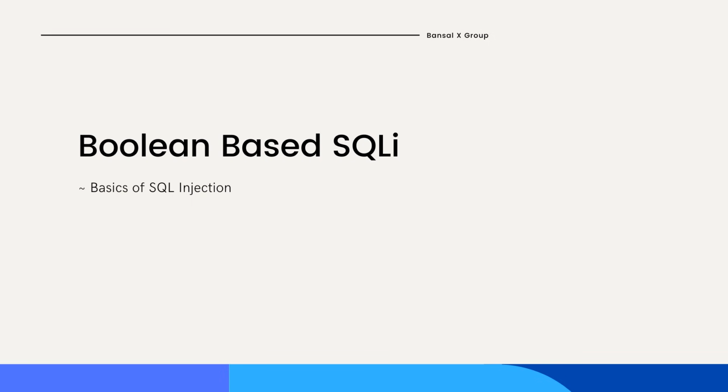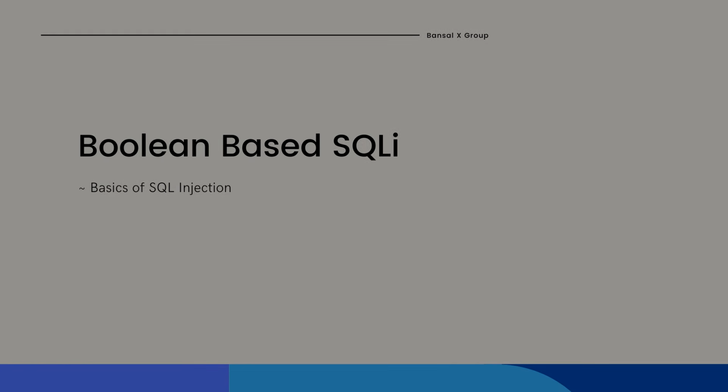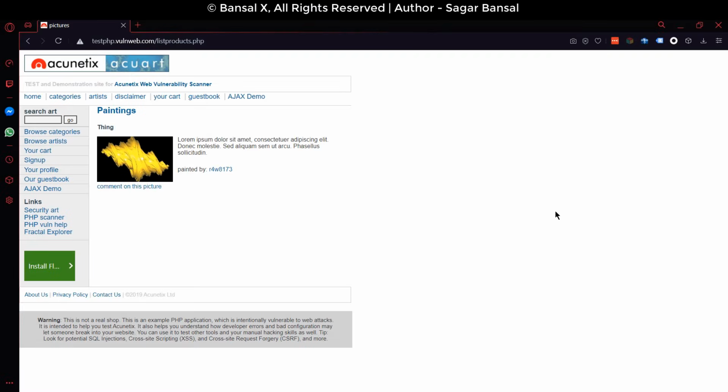Boolean-based SQL injection. Well, a Boolean is a situation of 0 or 1, which is false or true. There will be many cases where you will find these kind of situations. It can be a simple login page. If your password is correct, you will log in. If it is wrong, you will not. So it's 1 or 0, or 0 or 1.